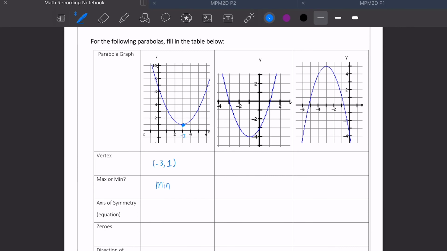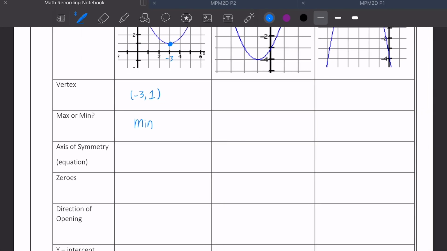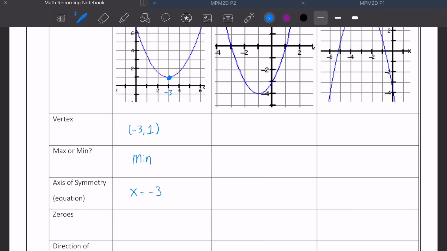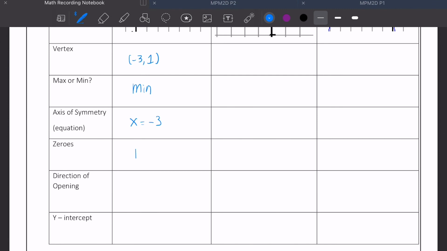Our axis of symmetry is always going to be the x value of our vertex. And since our vertex has an x value of -3, we can say the axis of symmetry is x equals -3. Our zeros are where the parabola crosses the x-axis. If we look at this parabola here, what you'll notice is that the lowest point is above the x-axis. So that means it's never going to cross the x-axis, which means there are no zeros. None.